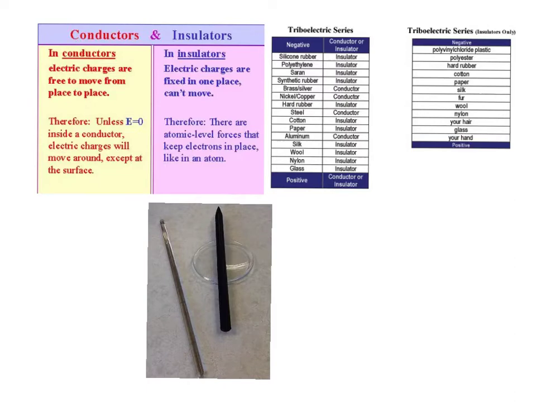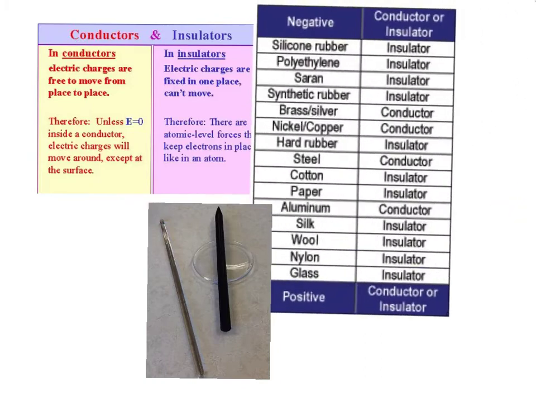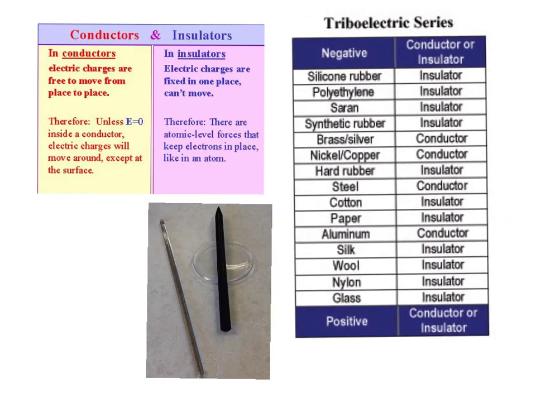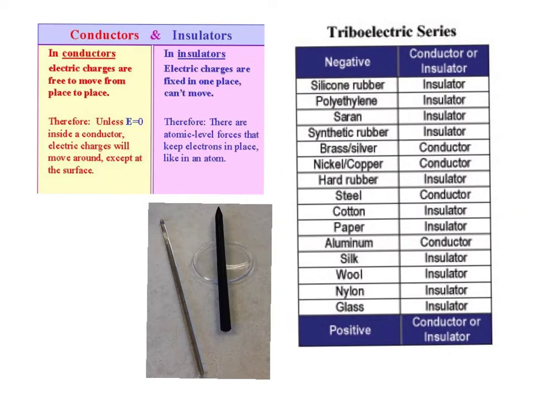For example, here is a plastic rod sitting on what we call a watch glass, and next to that is a glass rod. Both of these are insulators, and what we can see from this triboelectric series is that when we charge up plastics, they tend to charge up negatively. When we charge up glass, it tends to charge up positively.